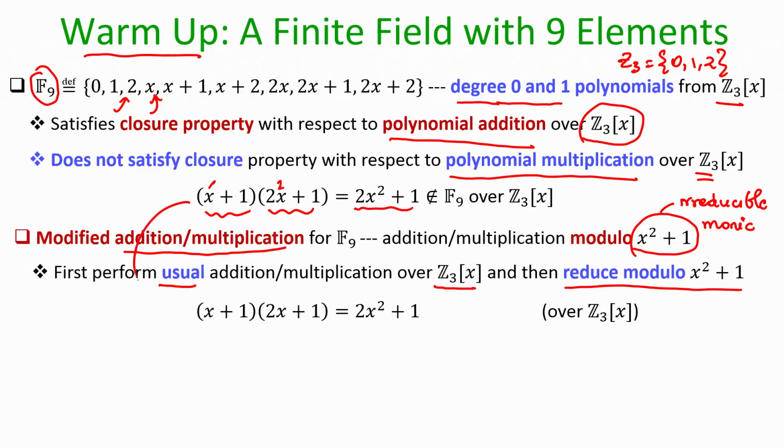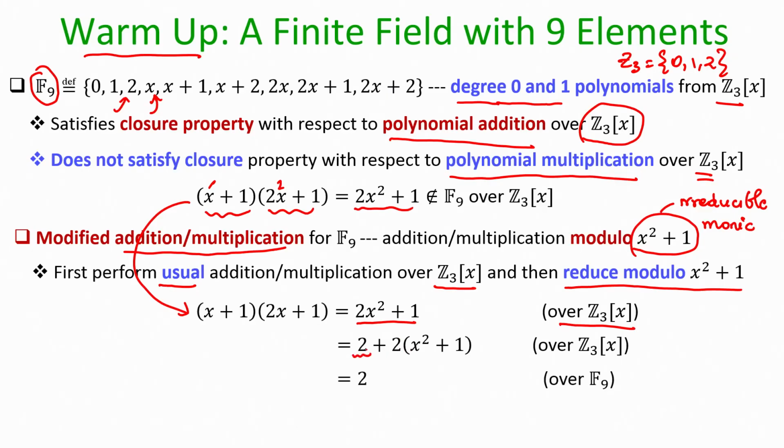So, for instance, if I again perform the multiplication of these two polynomials over Z3[x], as I said, I will obtain this polynomial. But now what I am going to do is divide this polynomial by x square plus 1 and focus on the remainder. So, 2x square plus 1, I can express as 2 times (x square plus 1) plus 2. So, 2 will be the remainder polynomial, namely the constant polynomial, and hence as per the modified multiplication operation, the product of these two polynomials will be 2, which is now a member of the set F9.